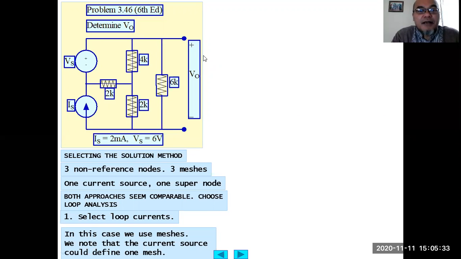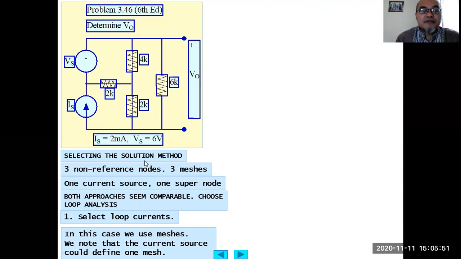Here we have to determine the V output at this 6 kilo ohm resistor. We have this independent voltage source, and here an independent current source. The independent current source is 2 milliampere, and the independent voltage source is 6 volt.